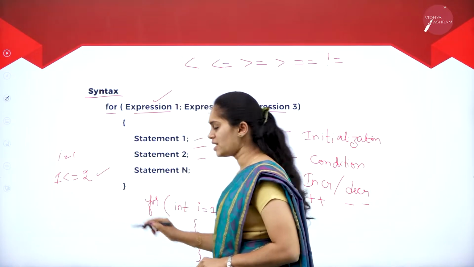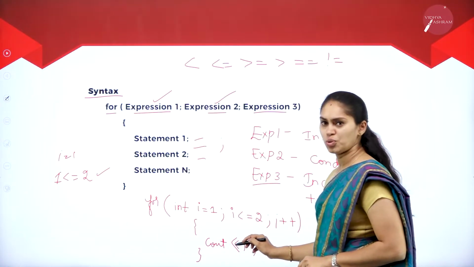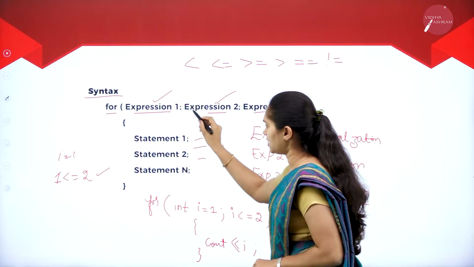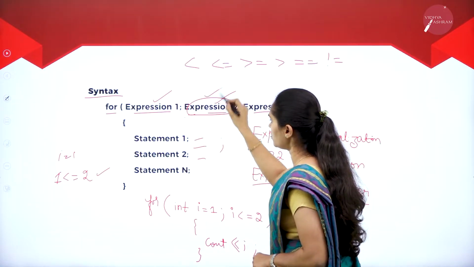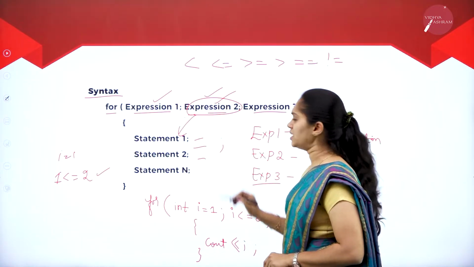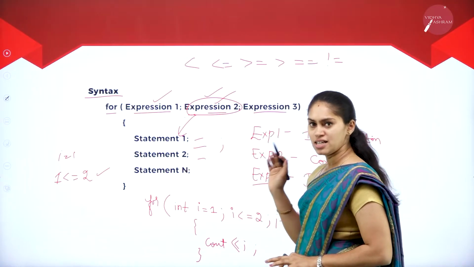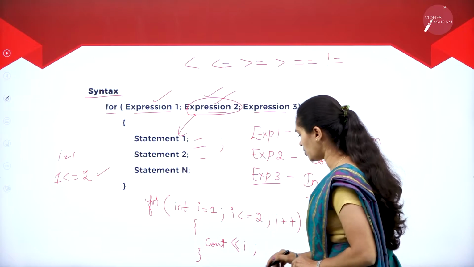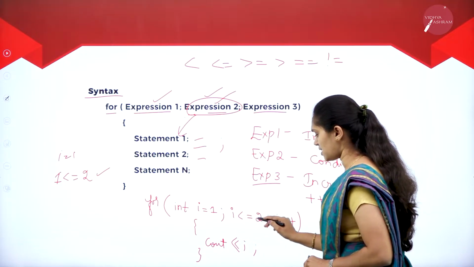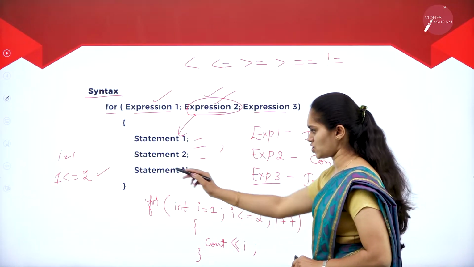If it is true, then only it will come inside the loop. If expression 2 is true, then only it will come inside the loop. If expression 2 becomes false, then it will go out of the structure, or out of the loop. So here, 1 is lesser than or equal to 2, and in this situation it is true.